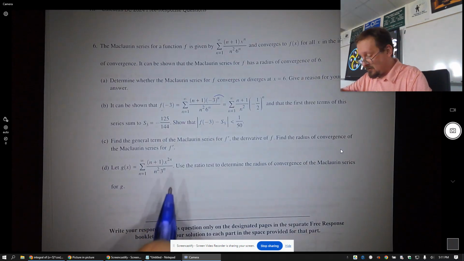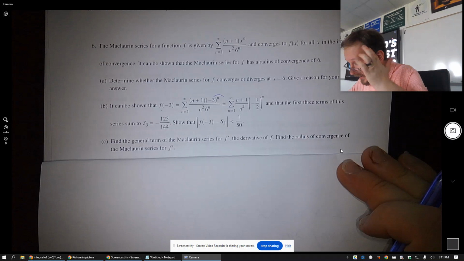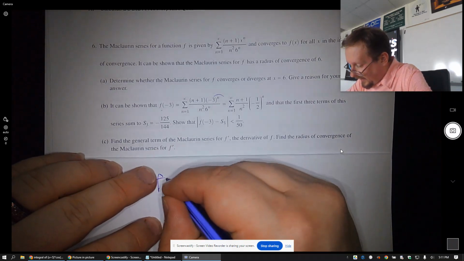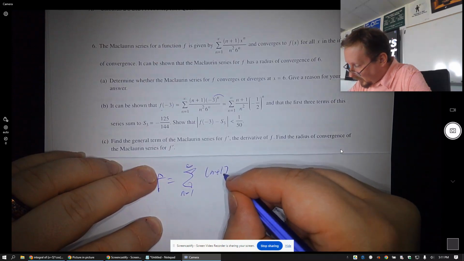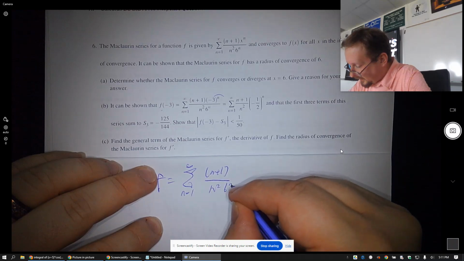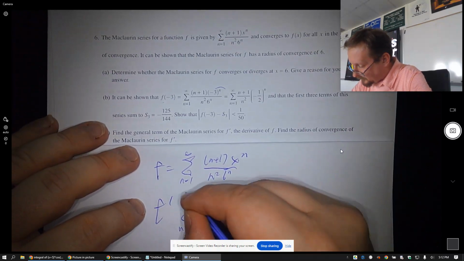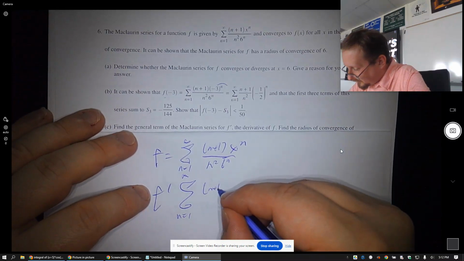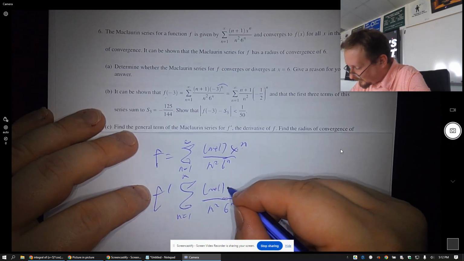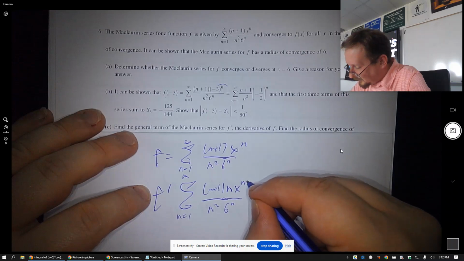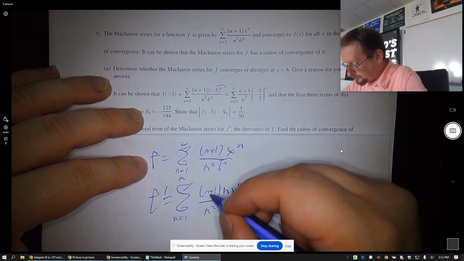And that's just by taking the next term. Find the general term of the Maclaurin series for f prime. Okay, so if f is the sum from n equals 1 to infinity of (n plus 1) over (n squared 6 to the n) times x to the n, then for the derivative, it's the sum from n equals 1 to infinity of (n plus 1) over (n squared 6 to the n). And then we just take the derivative of this: multiply by the power, take one away from the power, and it's that simple, right? Okay, so that is f prime.